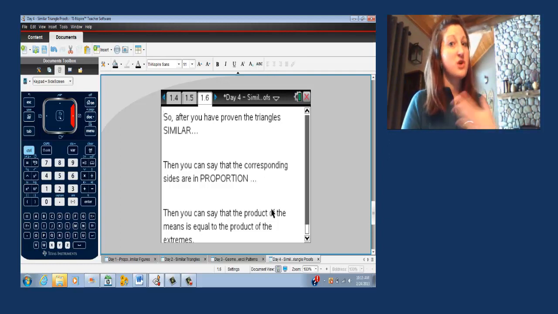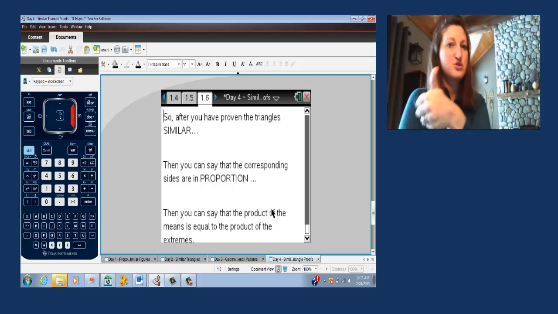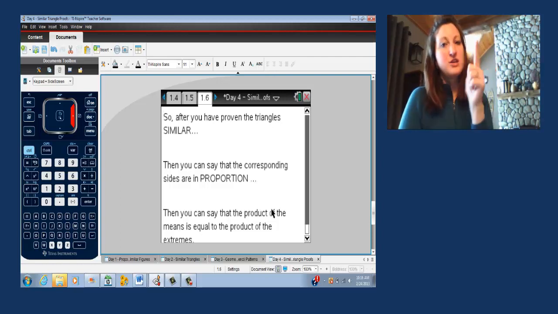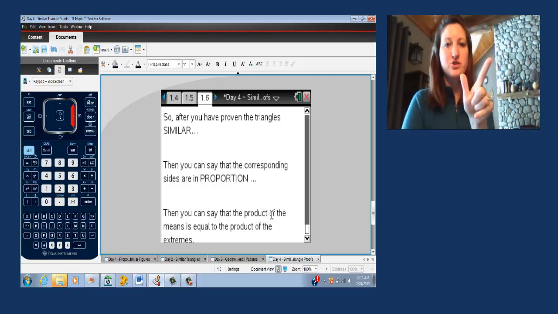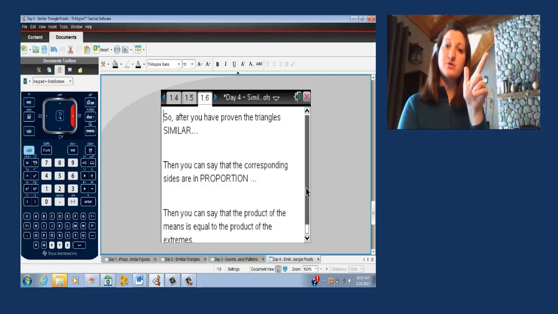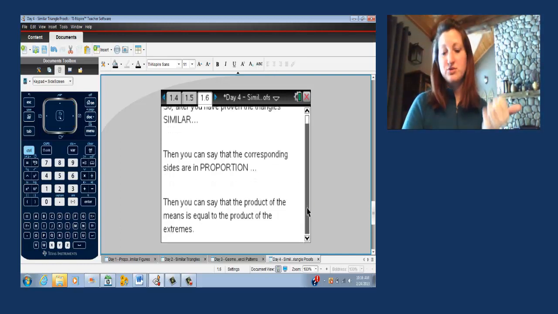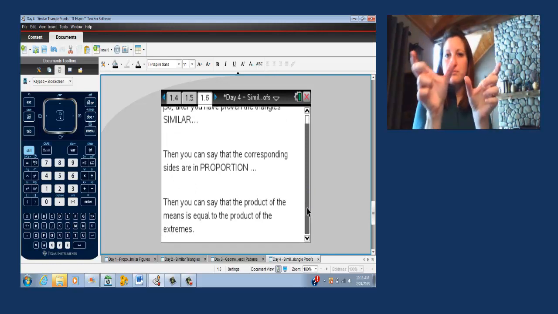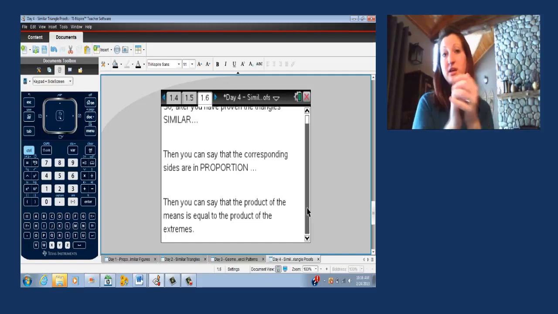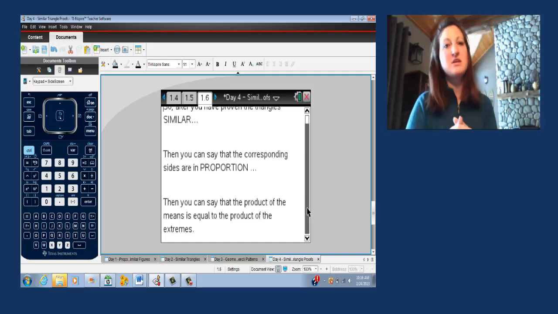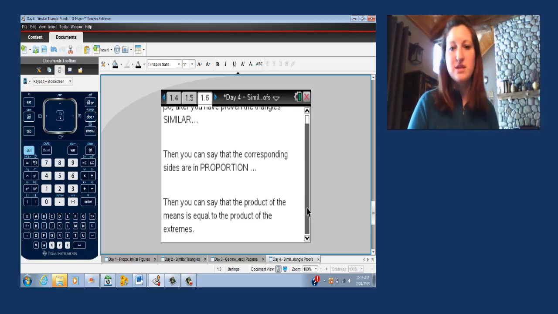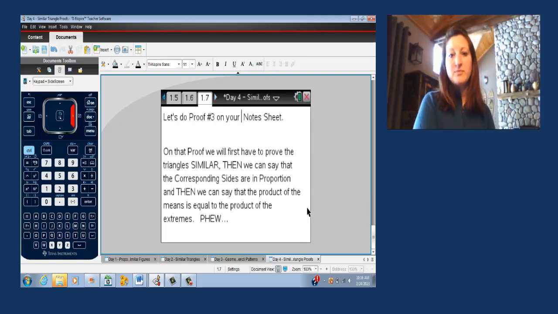Well, if we have a proof, and we've proven that triangles are similar, then the next thing we can do, and again, this is all order. You have to have these 3 things in the exact order. First, you prove that your triangles are similar. Then, you can say that corresponding sides are in proportion. Then, if you take that proportion and you cross multiply, you can say that the product of the means is equal to the product of the extremes. So, if you're given a proof and you see that they want you to prove that sides multiplied together equal other sides multiplied together, it's probably coming from product of the means is equal to product of the extremes. So let's see how we do one of those.